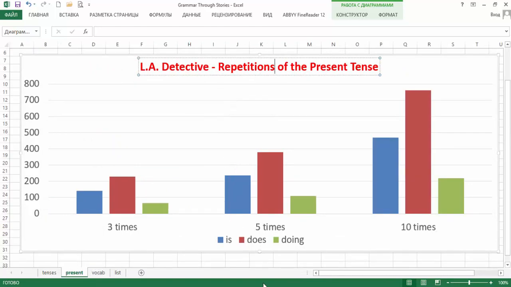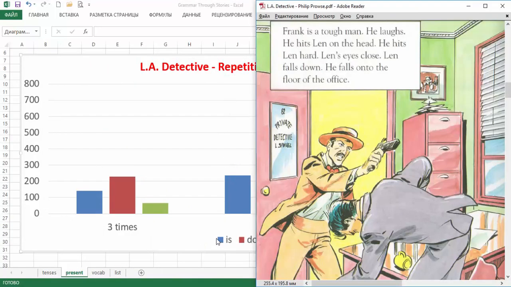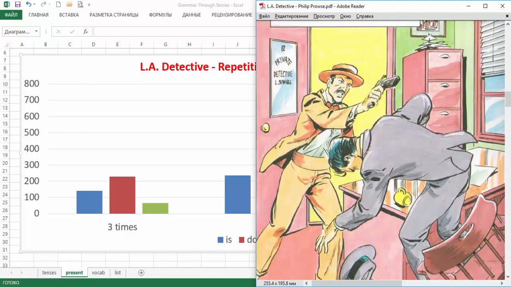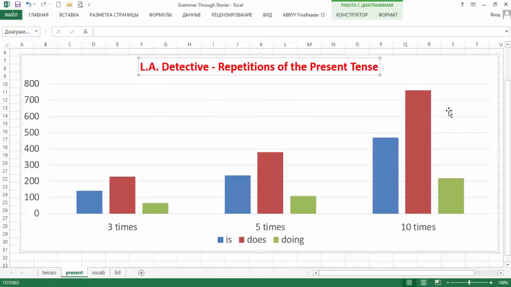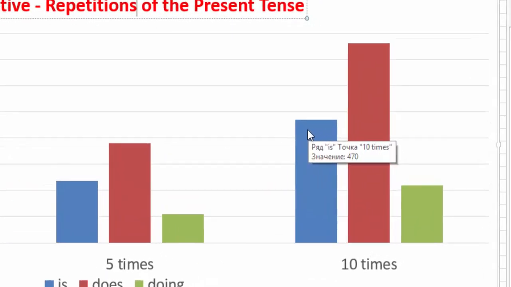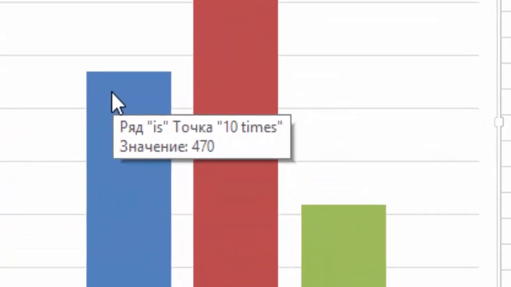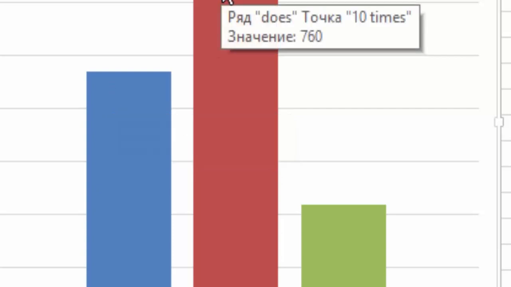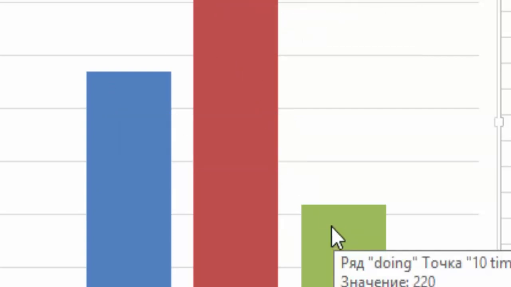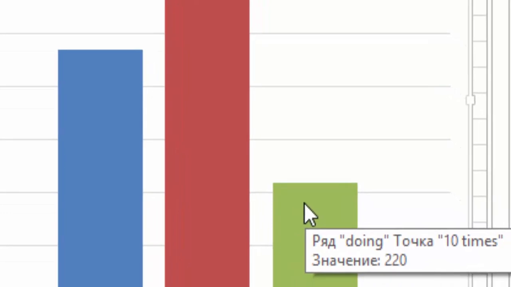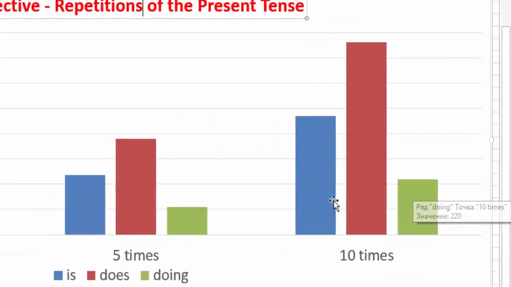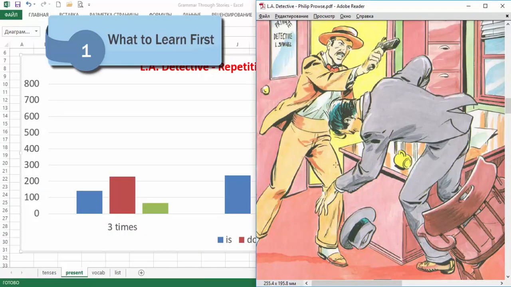I want to look at the LA Detective story again. And I've done the more specific research as well. And here it is. What does it tell us? It's simple. If you listen to LA Detective 10 times, you will have heard the present simple tense is 470 times and does 760 times. And the present continuous doing 220 times. What does it all mean? It means 4 things.